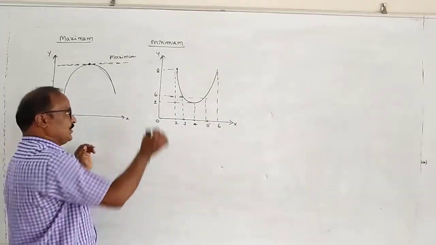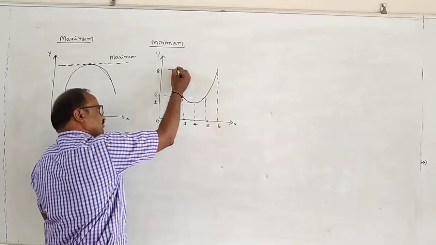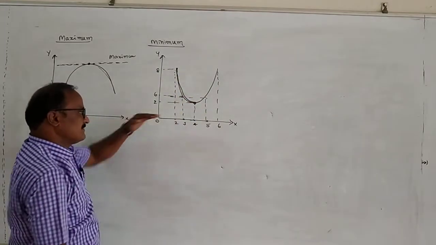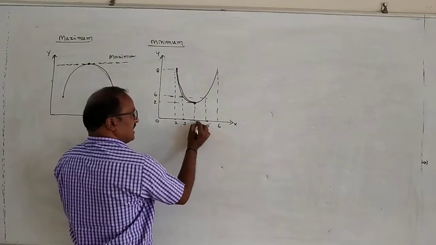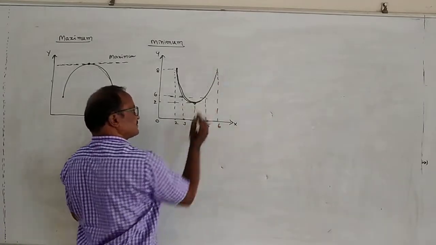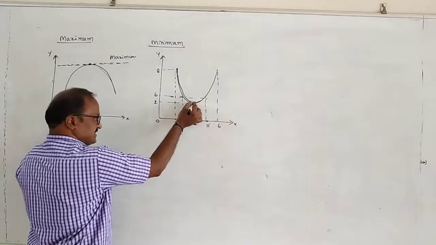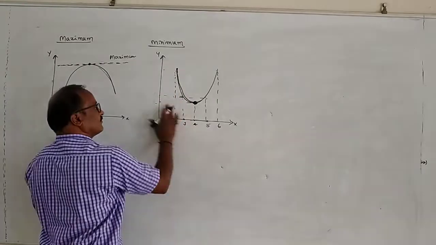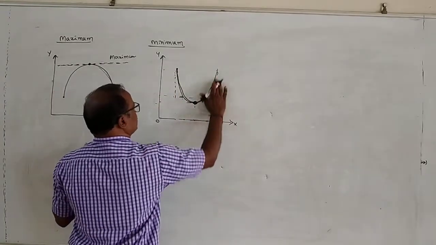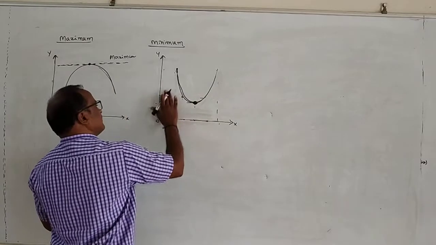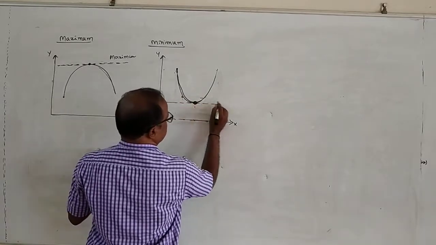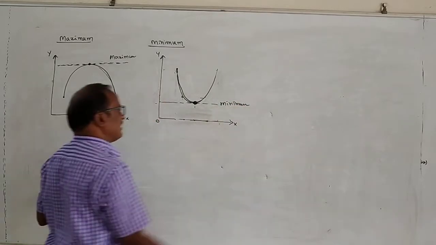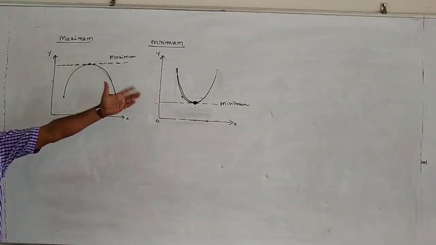Clearly after this, on increasing the value of x, the y value goes on decreasing up to this point and becomes a minimum value. After that, on increasing x, y will also increase. So this is the minimum of y with respect to x. This can be denoted as the minimum value of y. This is maximum, but this is minimum.